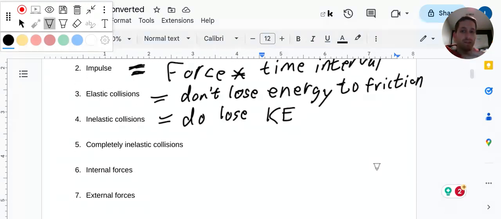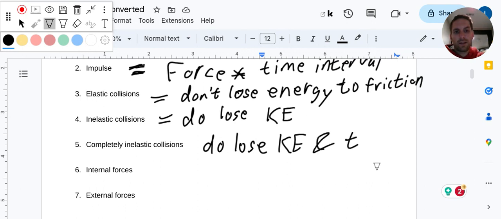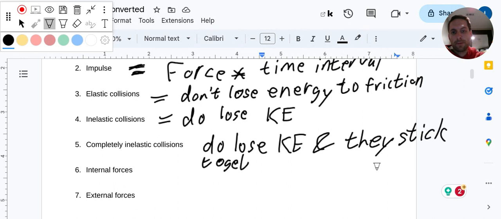Completely inelastic collisions, those are the type of collisions that stick together. So they do lose kinetic energy and they stick together.